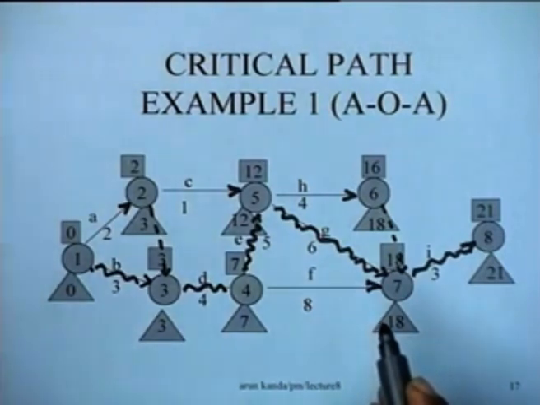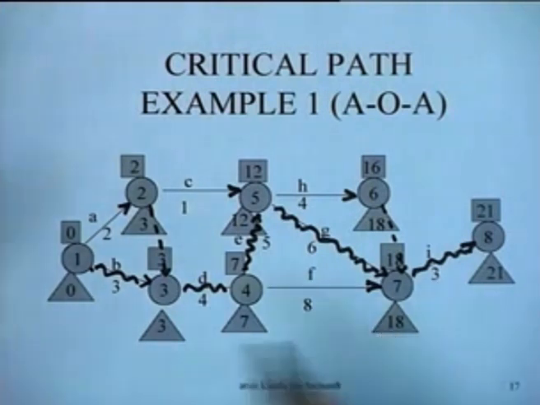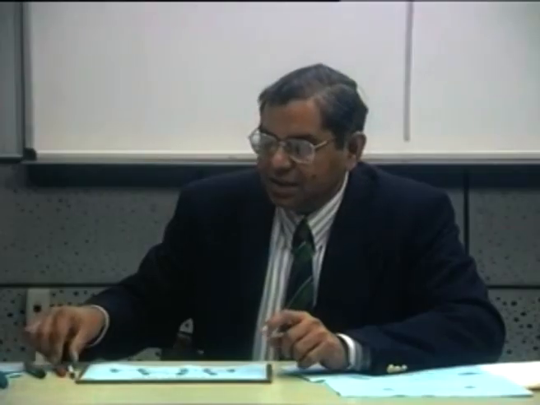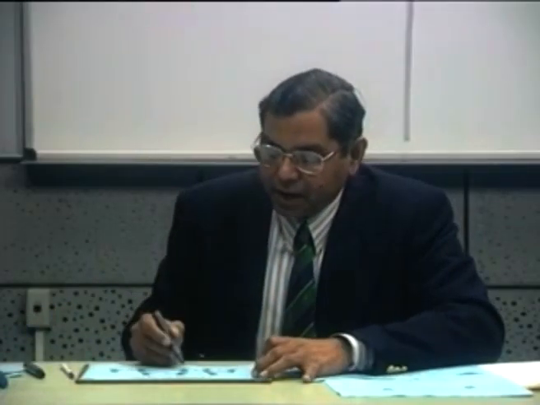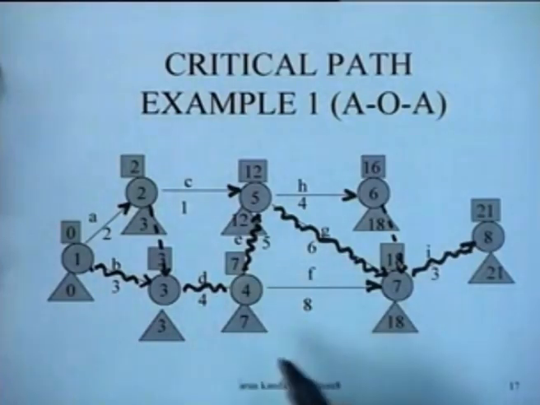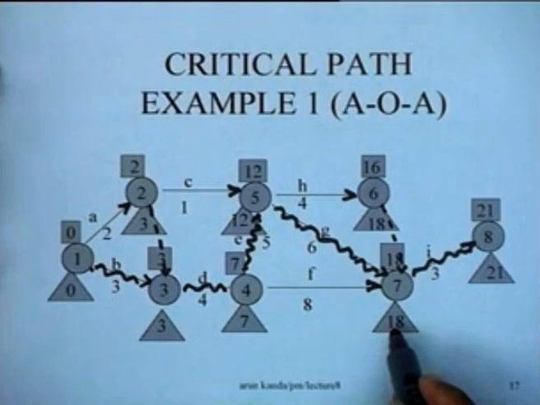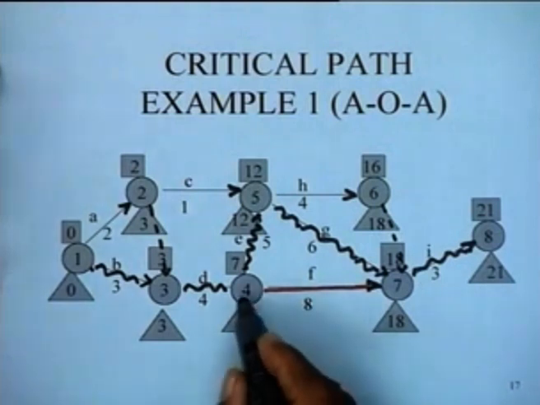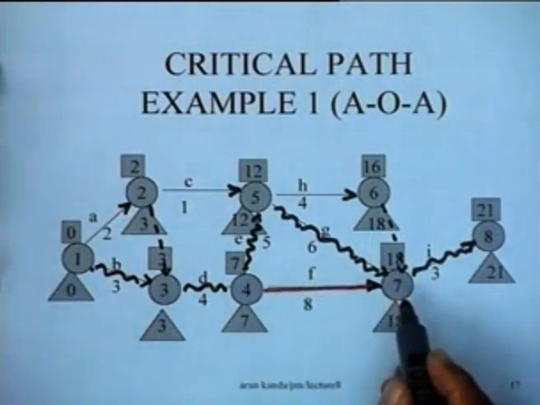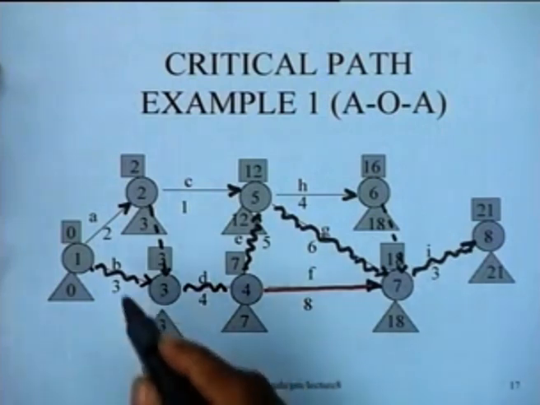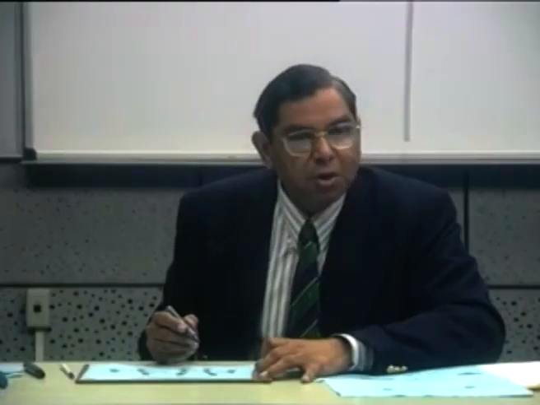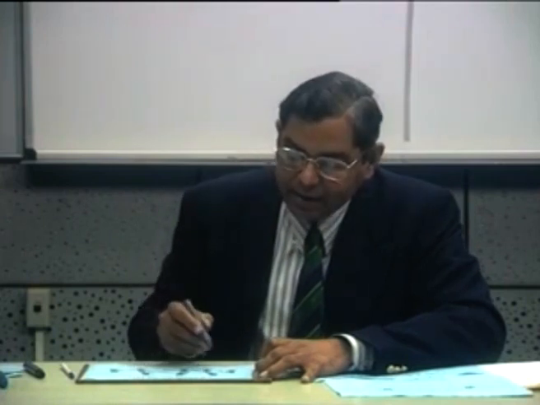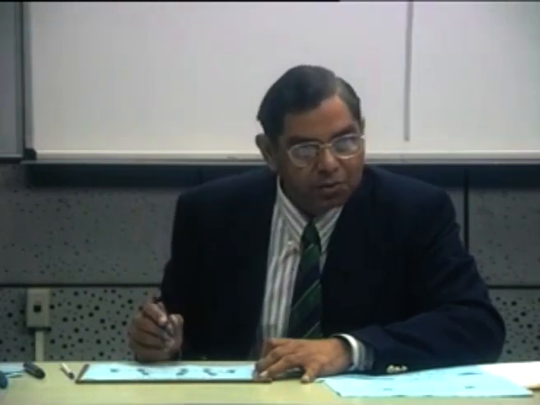The interesting thing to note here is that it is not always necessary that an activity joining two critical nodes will be critical. For instance, take this very network and see that node number 4 is a critical node, node number 7 is also a critical node, but this particular activity F is not a critical activity, yet it is an activity joining two critical nodes, and therefore the correct procedure for identifying the critical activities is first computation of the total floats, and then identifying those activities which have zero total float.